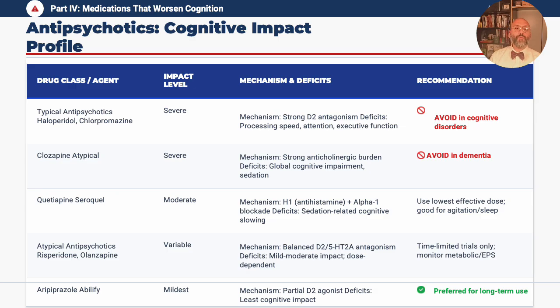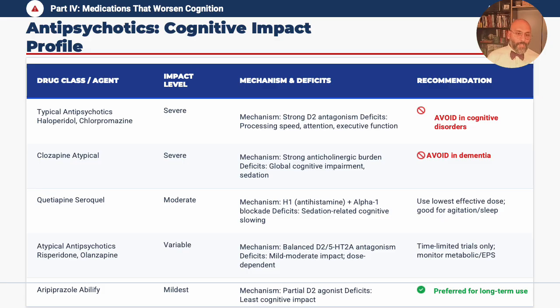Now this slide helps you rank antipsychotics by cognitive cost, not just symptom control. So start with typical antipsychotics like haloperidol or chlorpromazine. Now these have severe cognitive impact due to strong D2 antagonism. So you should expect slowing of processing speed, impaired attention, and executive dysfunction. In patients with cognitive disorders, these should generally be avoided. Clozapine is also in the severe category. So while it has unique efficacy, its strong anticholinergic burden leads to global cognitive impairment and sedation.